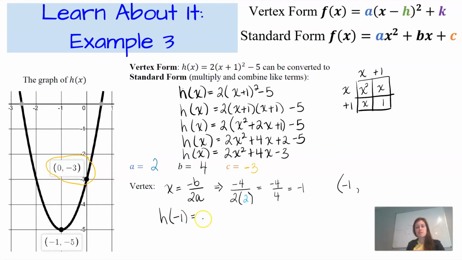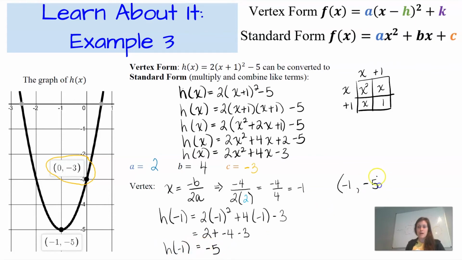That means everywhere there is an x, I'm going to replace that with a negative 1. So I have 2 times negative 1 squared plus 4 times negative 1 minus 3. I'll start and apply my exponent. Negative 1 squared is 1. 2 times 1 is 2. So 2 plus 4 times negative 1 is negative 4, minus 3. 2 plus negative 4 is negative 2, and negative 2 minus 3 is negative 5. So h of negative 1 equals negative 5. And I'm feeling really good about the value that I found for my vertex because that's actually what is shown on my graph. Nice job.